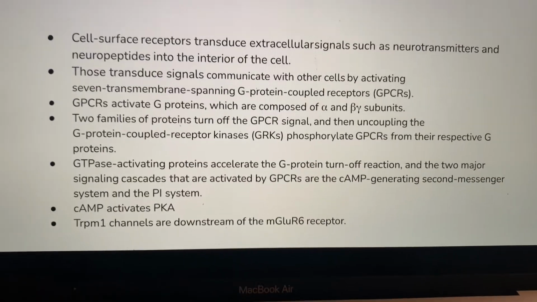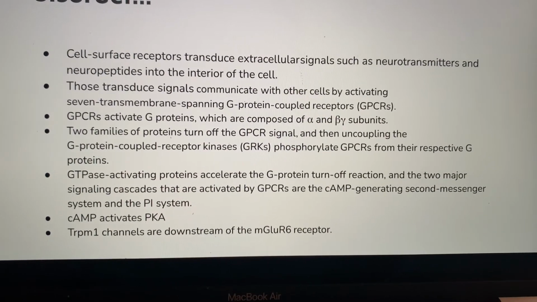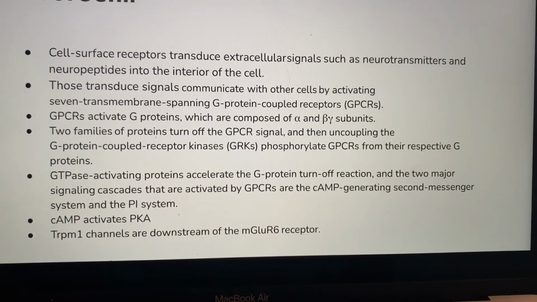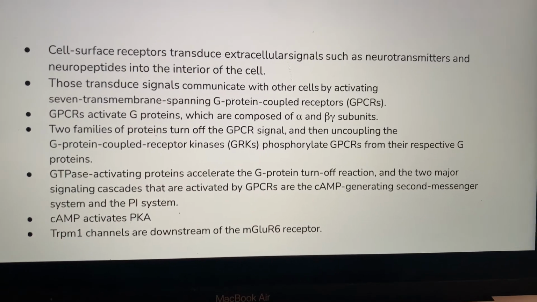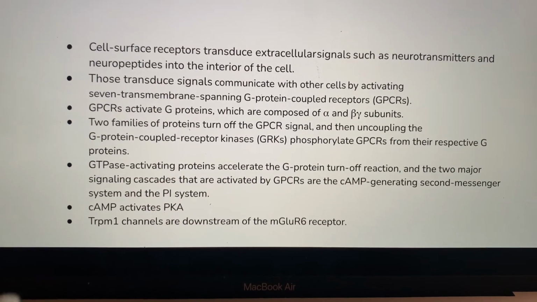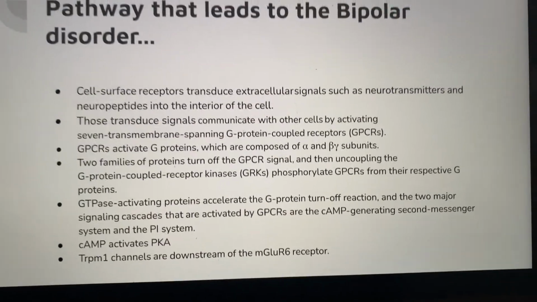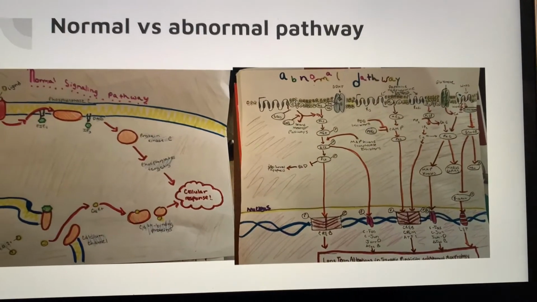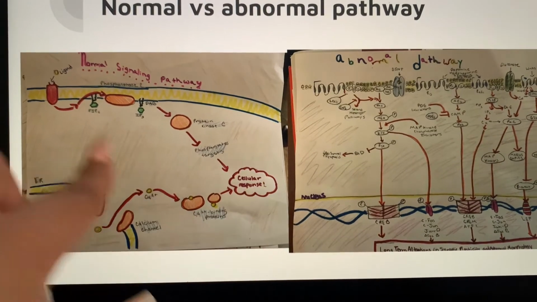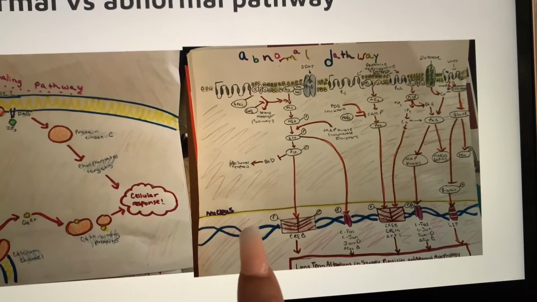The GTPase activating proteins accelerate the G protein turn-off reaction, and the two major signaling cascades that are activated by GPCR are the cAMP generating second messenger system and the PI system. Then the cAMP goes on to activate the PKA, and then the TRPM1 channels are downstream of the mGluR6 receptor. And as you can see here, this is what the normal signaling pathway would be. And as you can see, it gets much more complicated in an abnormal pathway.